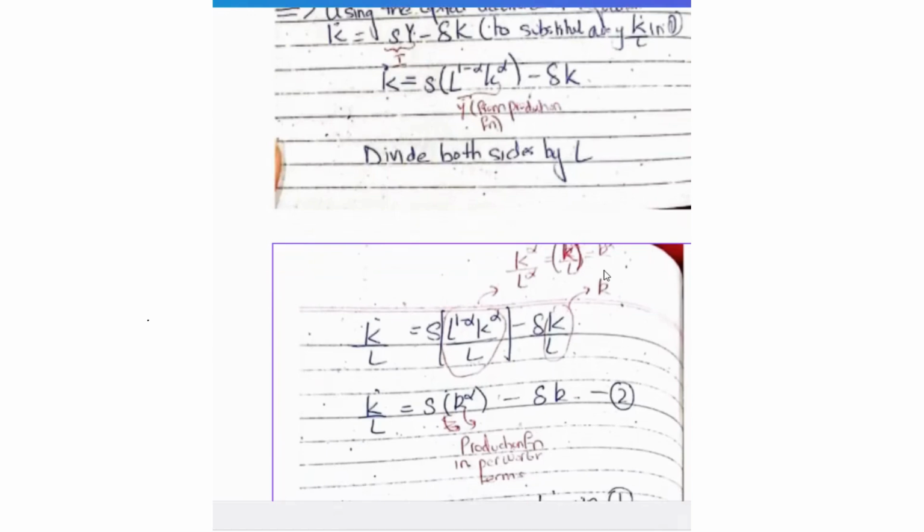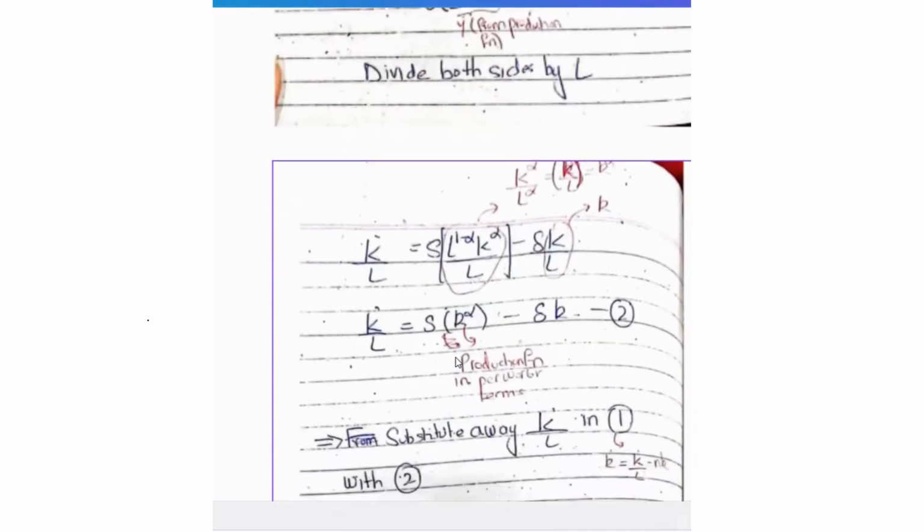So now what we're going to do is divide both sides by L. When we divide both sides by L, this becomes capital K dot by L is equal to s times y by L. So this is just output per worker. This is our per worker production function, right? Minus delta times capital K by L. This capital K by L is just small k. And this y by L is just the per worker production function, k to the alpha.